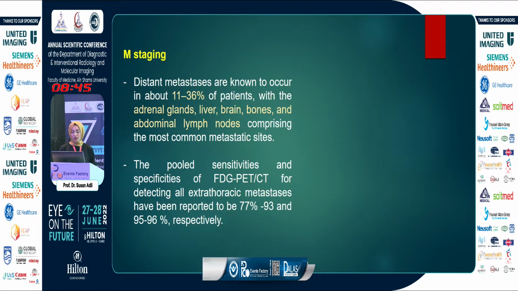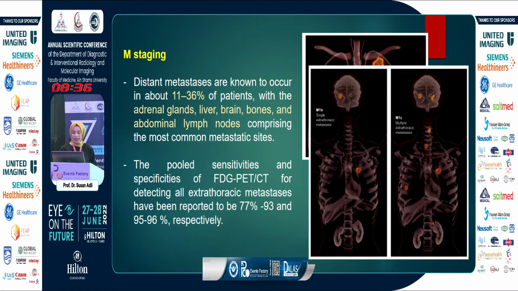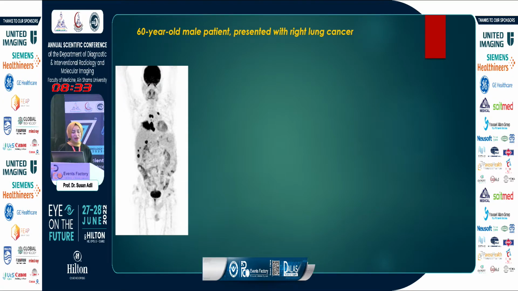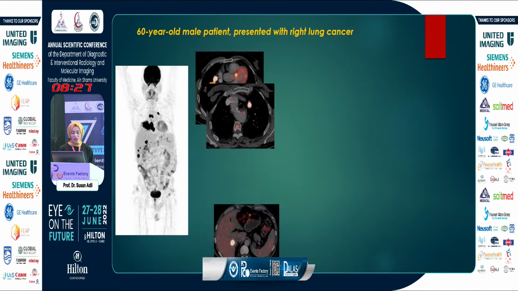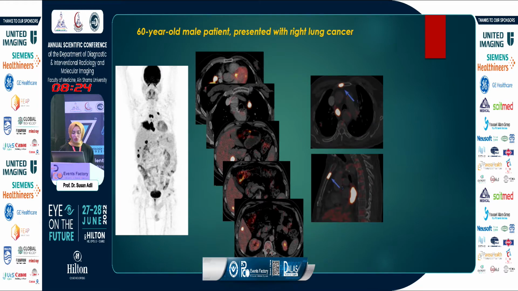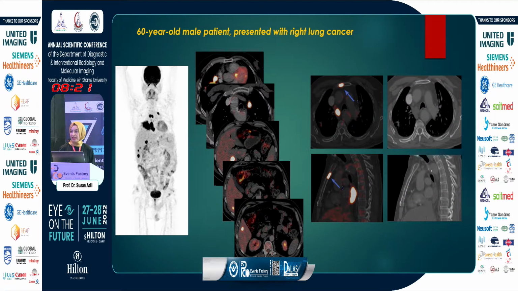Regarding M staging, PET-CT also has high sensitivity and specificity in detecting extrathoracic metastases that are commonly seen in brain, liver, bone, adrenal glands, and abdominal lymph nodes. This is a case with right lung cancer associated with active pulmonary, nodal, hepatic, as well as osseous deposits that are not appreciated in CT images alone. And this is one of the advantages of PET-CT that can detect the marrow-based deposits not associated with sclerotic or lytic changes on corresponding CT images, and can be missed when reviewing the CT images alone.